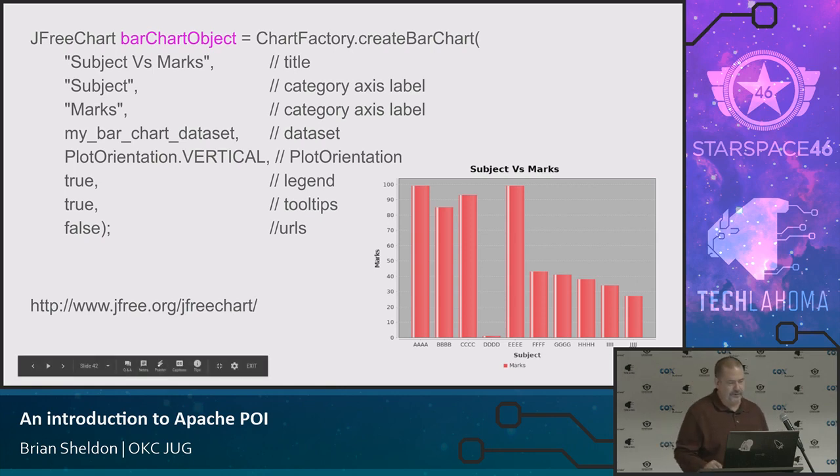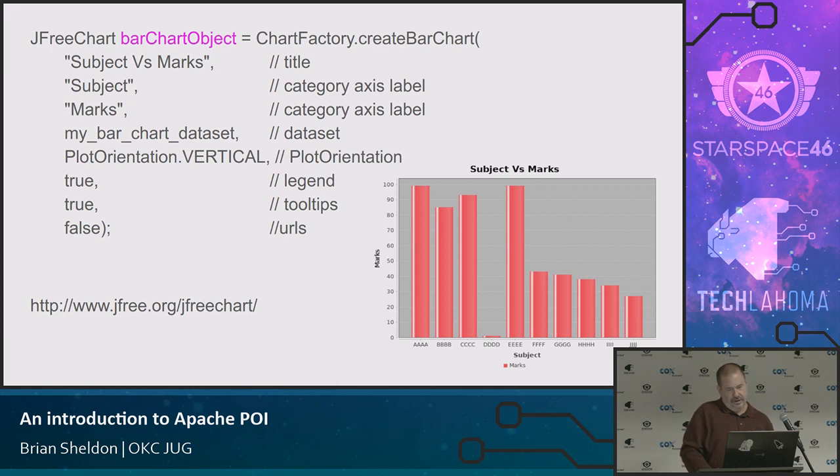Right. So we can see the title is subject versus marks. Category axis label at the bottom is subject. Marks is also at the bottom. The data set is my bar chart data set, which I haven't shown you how I created yet. It's going to be a vertical plot orientation. We're going to have a legend and tooltips. All right.